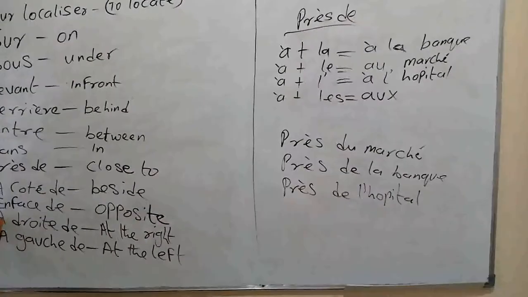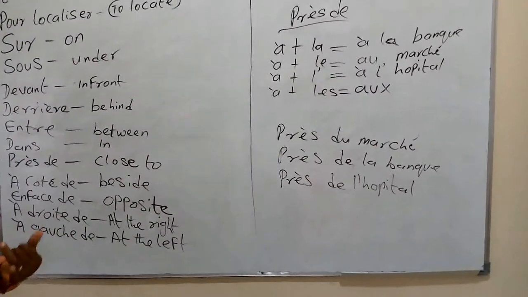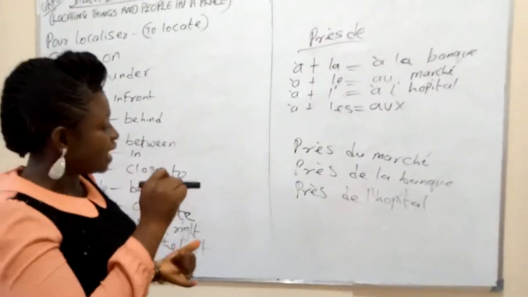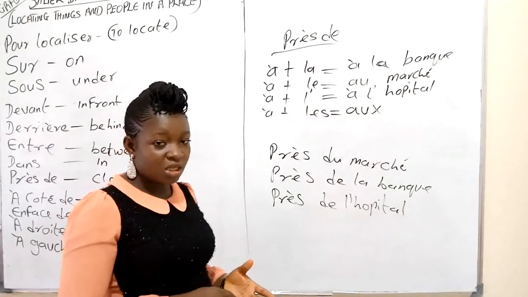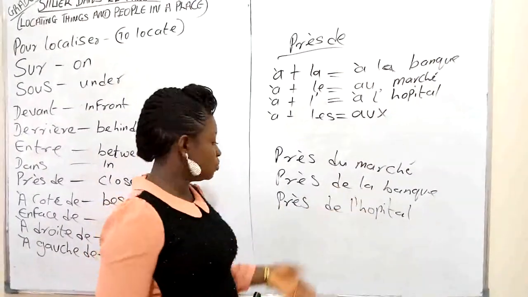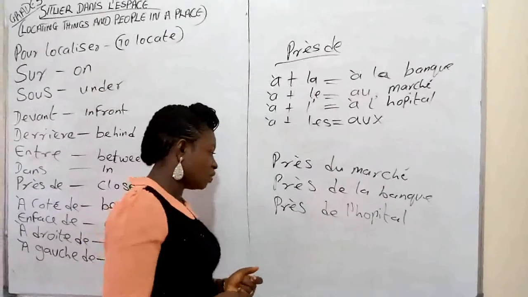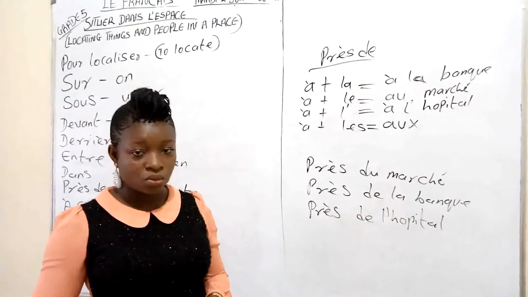And then you can also use à droite de, à gauche de. So once you are using a masculine place, you know how the change is going to affect you. If it is feminine, how it's going to be, and if it is l', how the change is going to be.